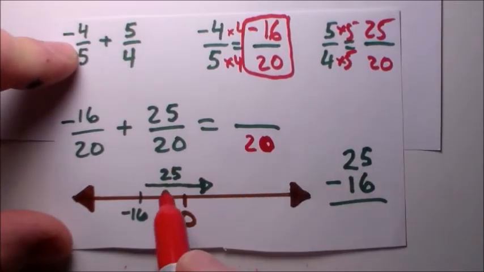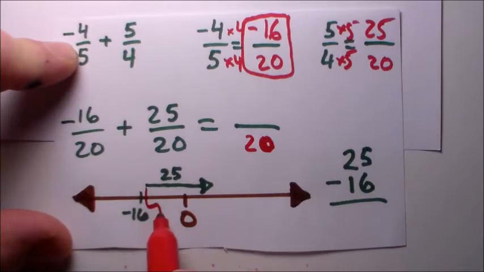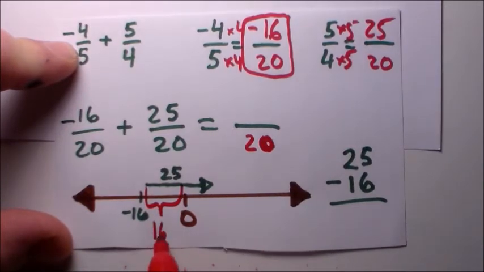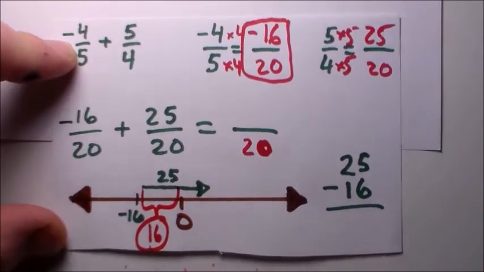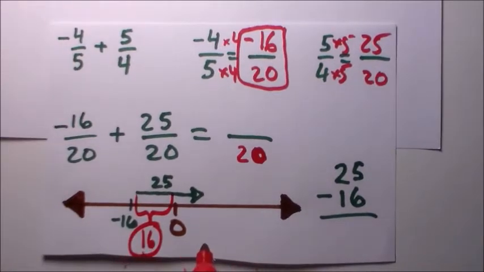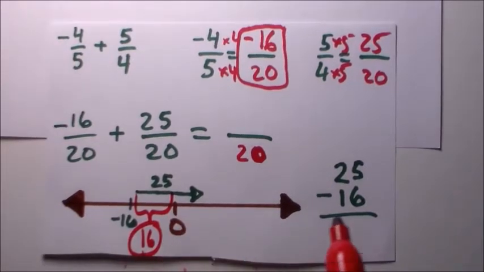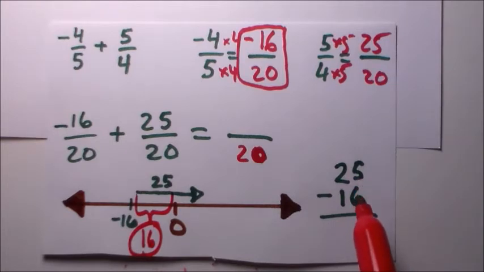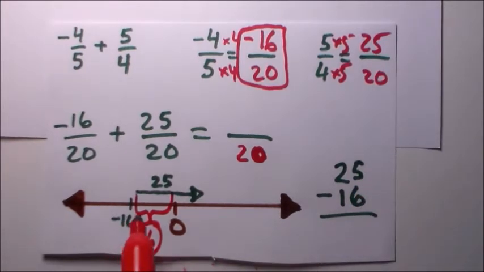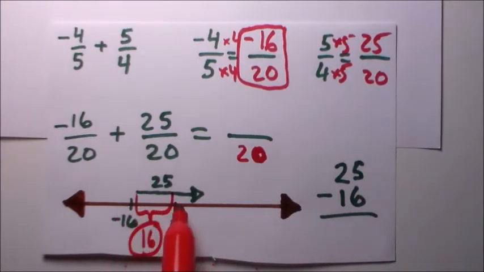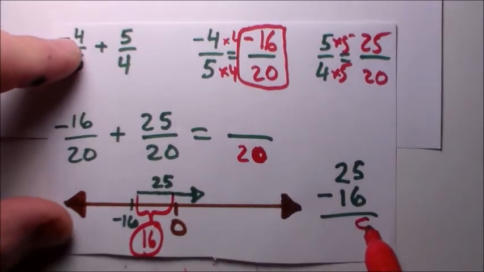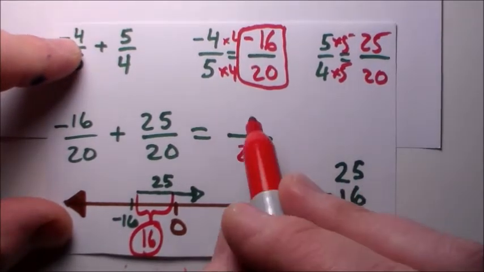And if we think of 25 as using 16 of those 25 to get us back to 0, well, how much do we have left to get us to positive? That's like 25 minus 16, because we use up 16 of the 25 to get back to 0. And how much do we have left? We have 9 left, because 25 minus 16 is 9.